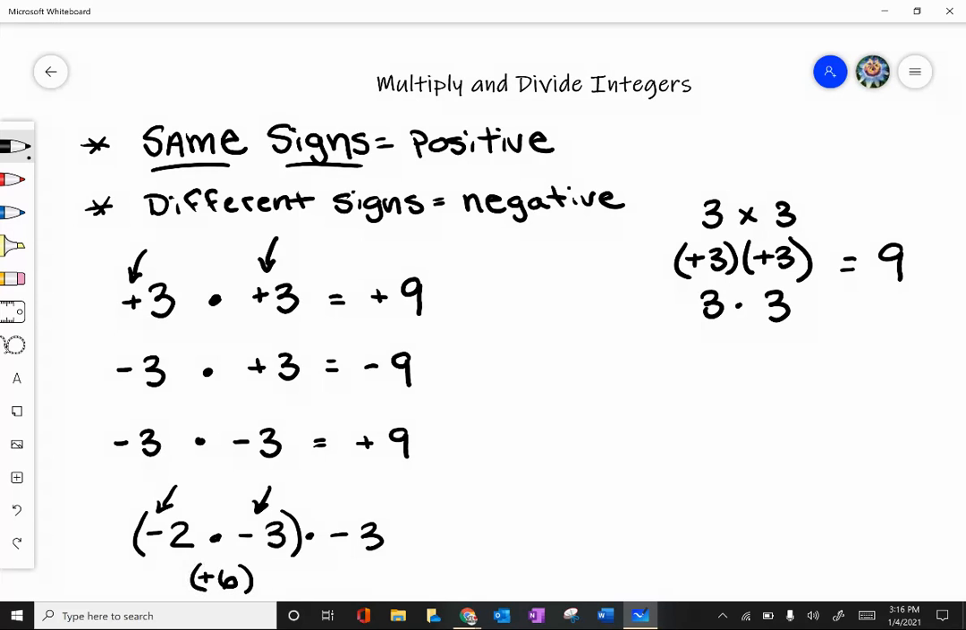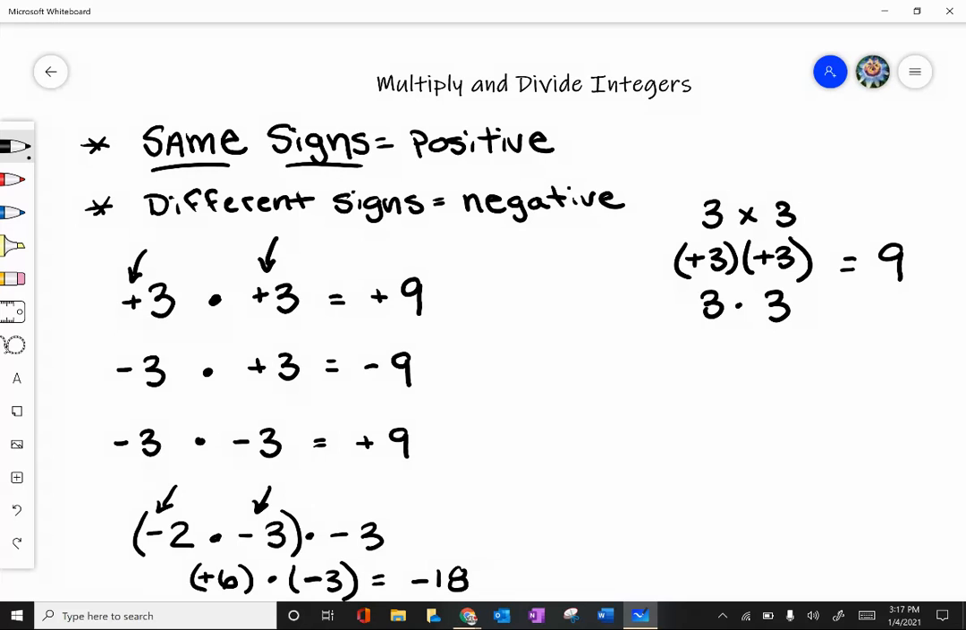So now I have two numbers again. I have positive 6 times negative 3. Now the signs are different, so the answer will be negative. So 3 times 6 is 18. And since the signs are different now, it will be negative 18.